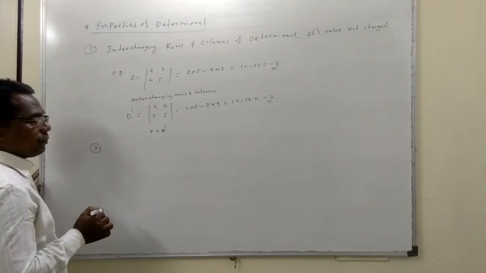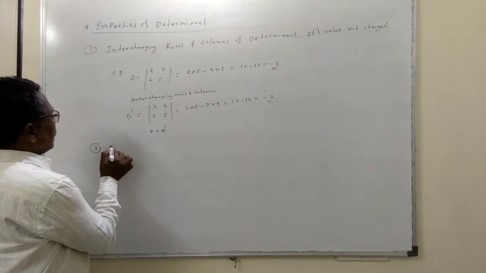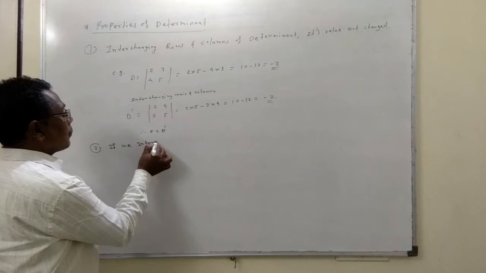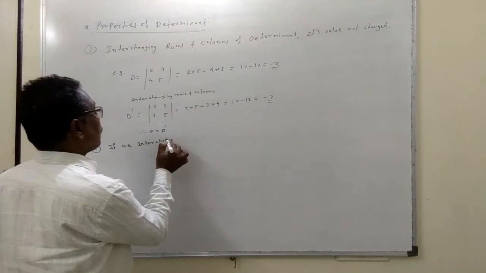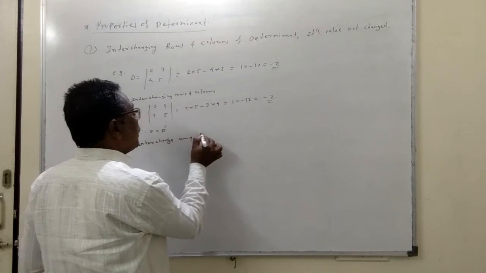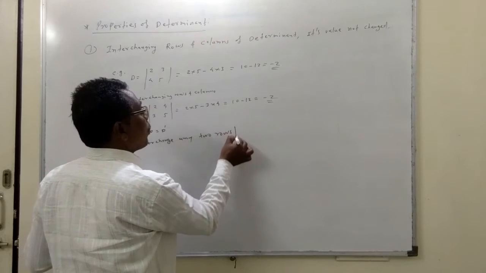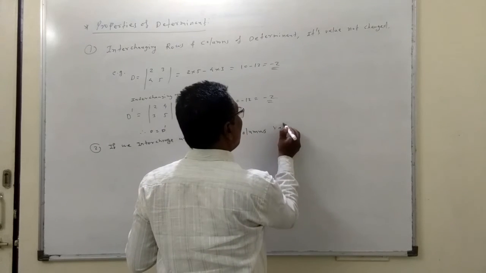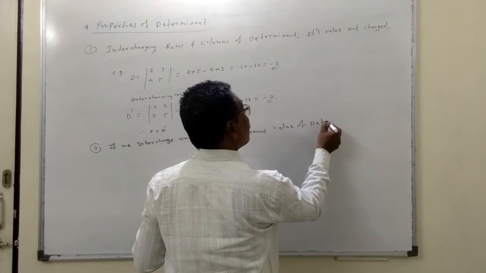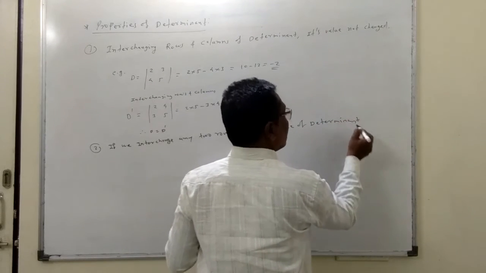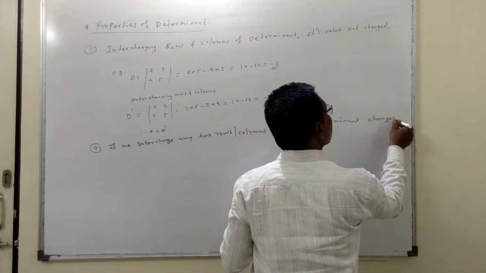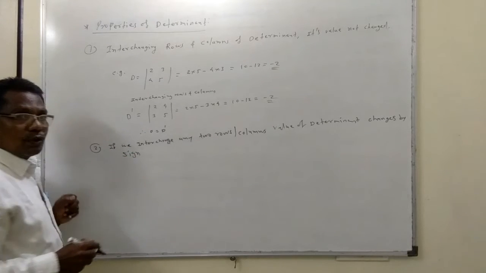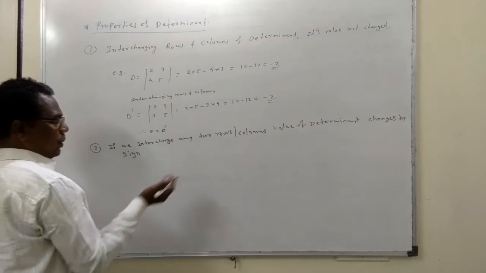Now the second property: if we interchange any two rows or columns, the value of the determinant changes by sign. So a positive value will become negative.